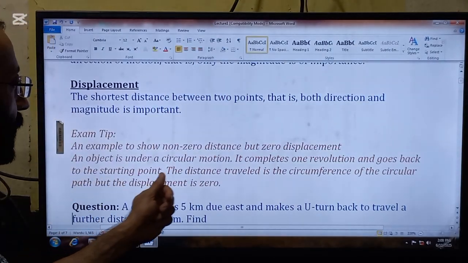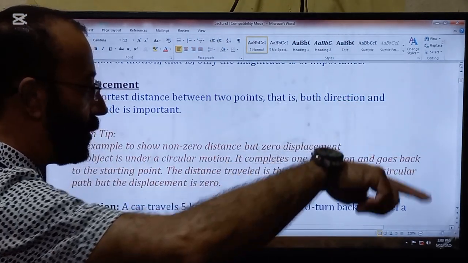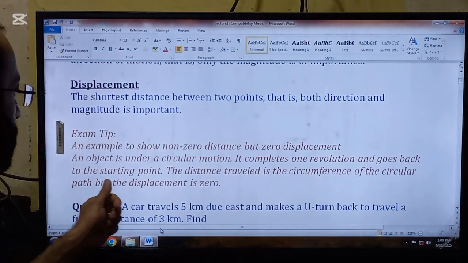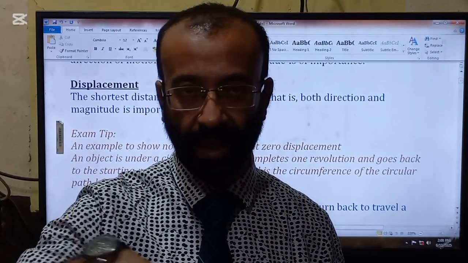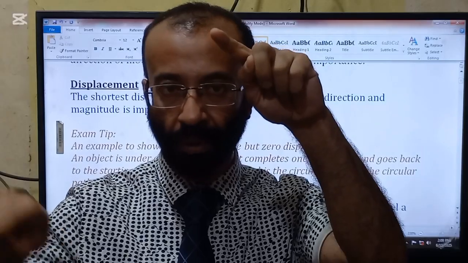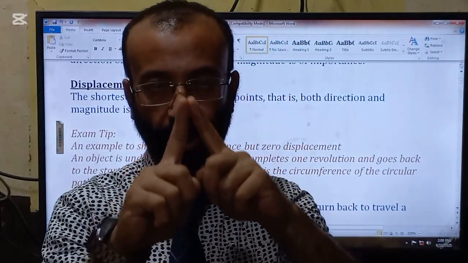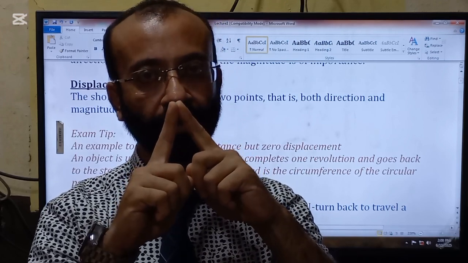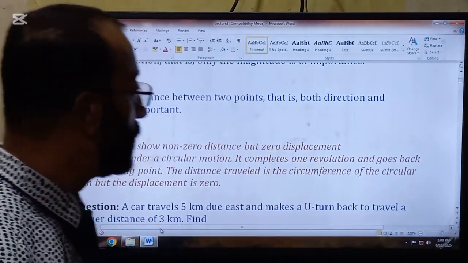An object is under a circular motion. So whenever a body is moving under a circular motion, it completes one revolution and goes back to the starting point. So a body which is rotating in a circular motion, that starts from a point, completes the full orbit, completes the full circle, and comes back to the original point. So look now, displacement is zero, but distance is non-zero. So this is the example.